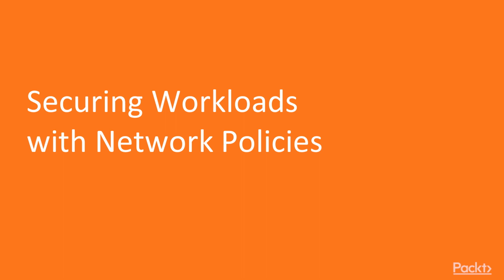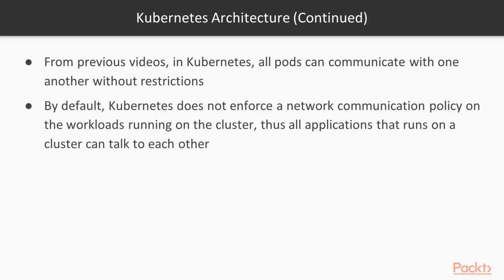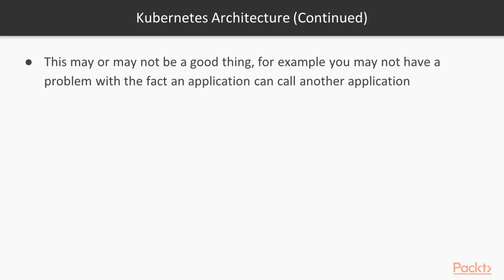I will show you what they are useful for, how they work, and what impact they have on the security posture of your cluster. If you recall from previous videos, I said that in Kubernetes all pods can communicate with one another without restrictions. By default, Kubernetes does not enforce a network communication policy on the workloads running on the cluster. So all applications that run on a cluster can talk to each other. This may or may not be a good thing.